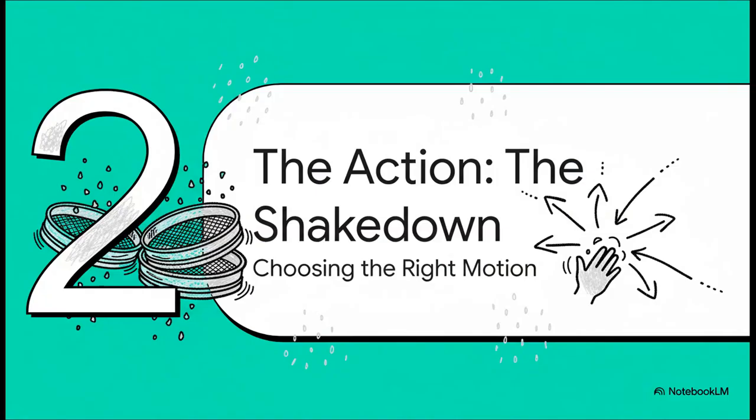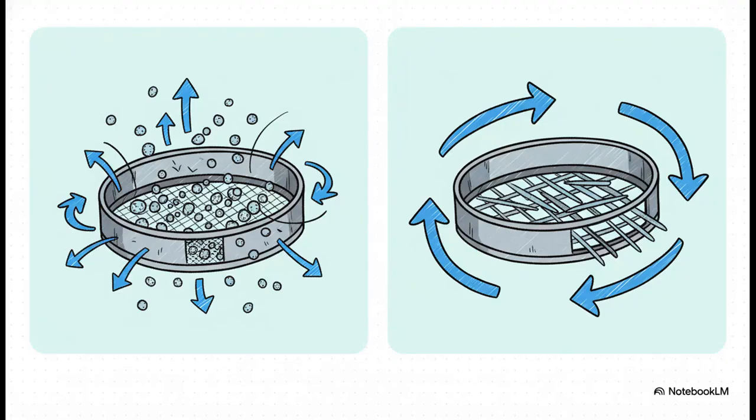Okay, we've got our representative sample, we've got our stack of precision sieves all ready to go. Now it's time for the action. This is the part where we physically sort the particles. But you can't just shake it any old way. The way you shake it is actually a scientific decision. You've basically got two main methods.